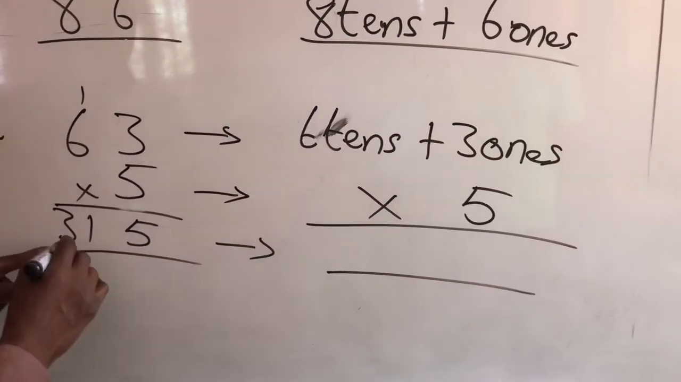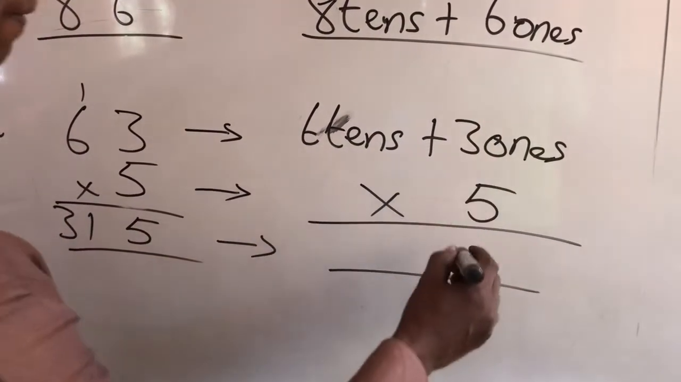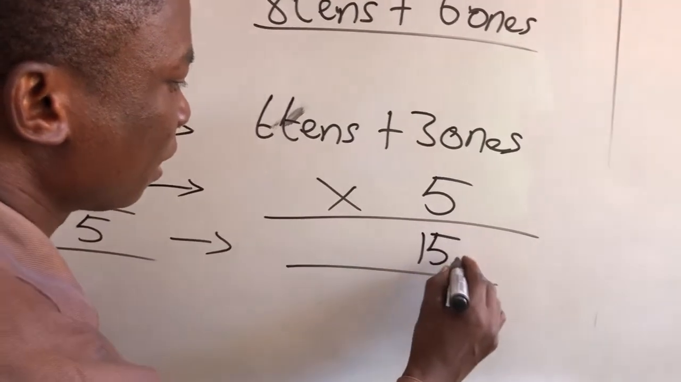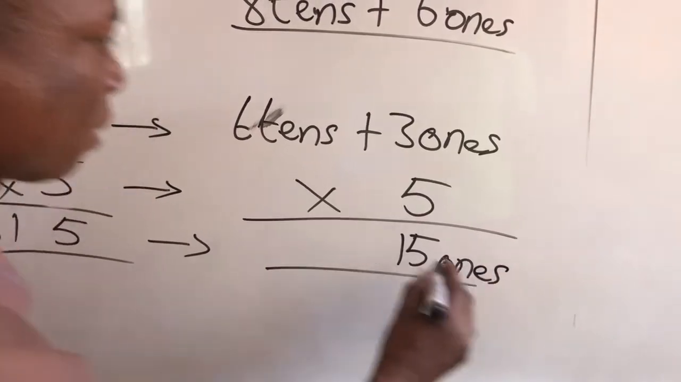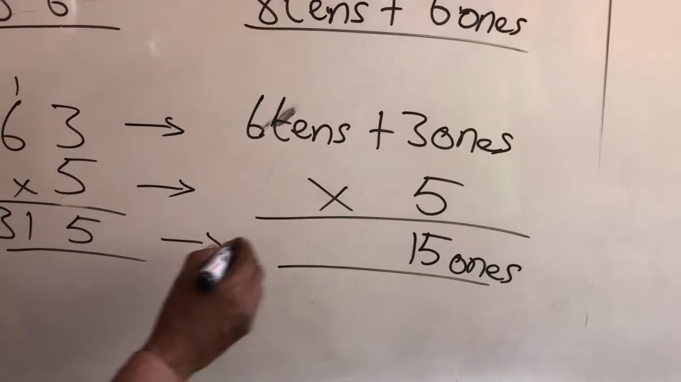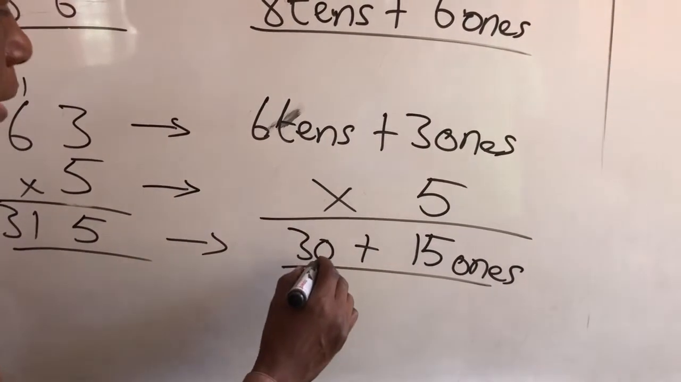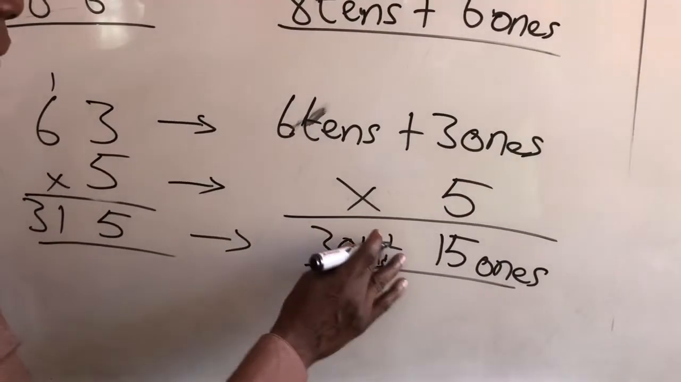So this means that 3 times 5 is 15. You write your 15 here, 15 ones. 5 times 6 is 30. 30 tens. Look at it well, 30 tens.